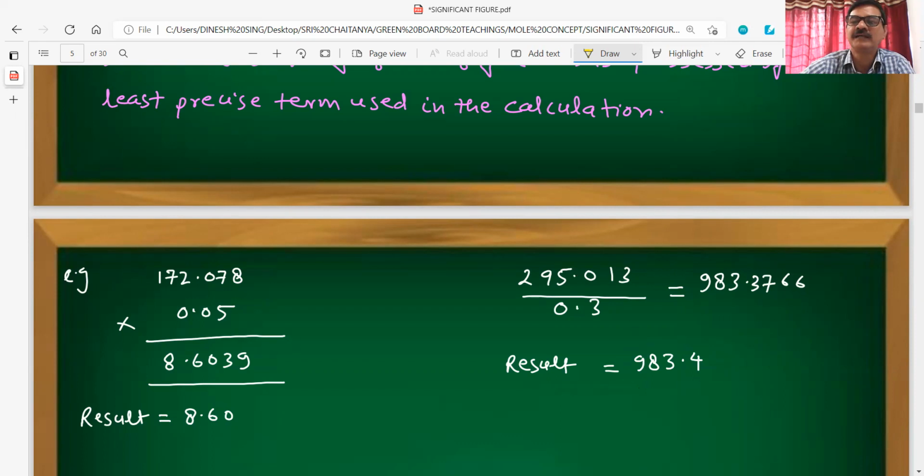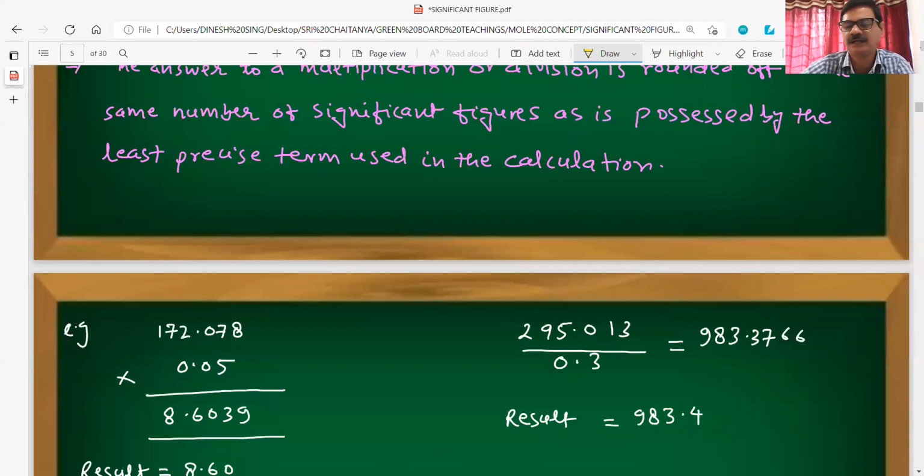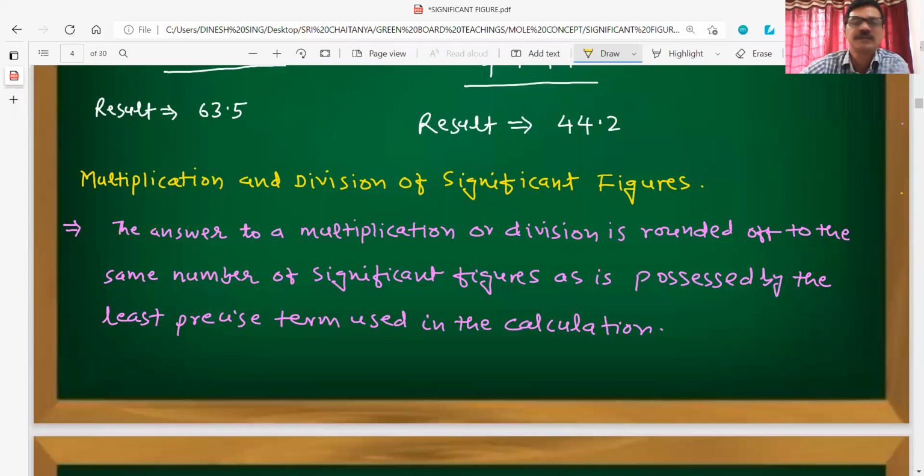So these are some basic points regarding significant figures. I think everybody understood this thing. And in the next lecture, I will discuss some laws of chemical combination.